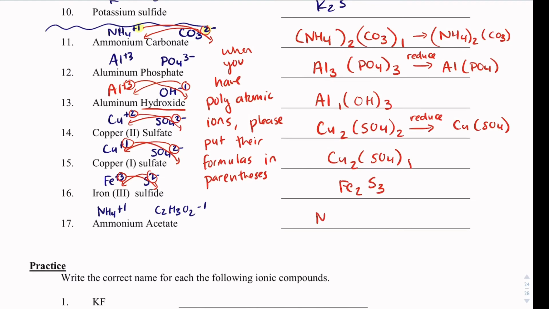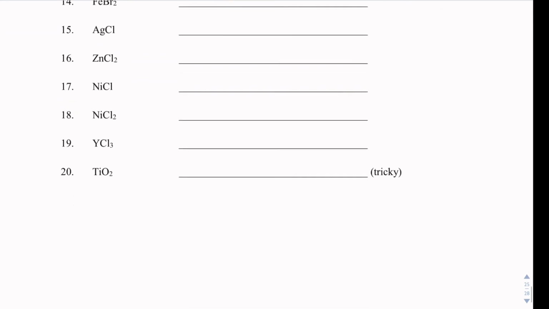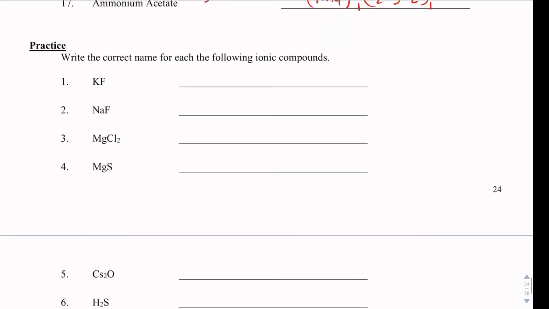Here we have NH4. Here we have C2H3O2. We're going to take that 1, move it there. We're going to take that 1, move it there. We get something that looks like this. Okay. Now, we're going to do this last section, then we'll call it a day.